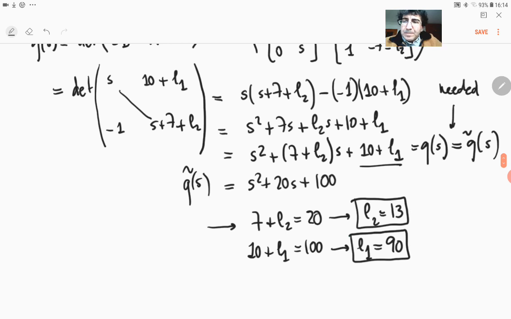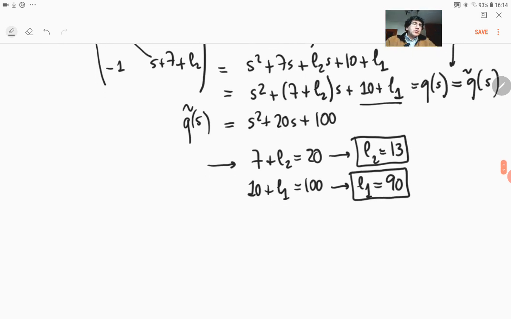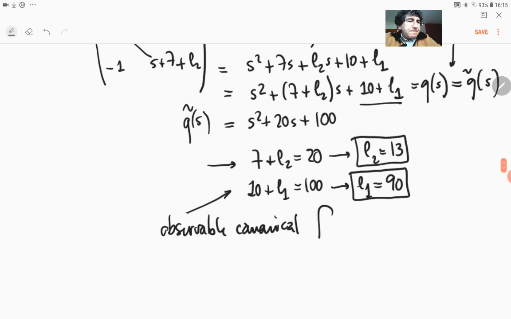Now, what we have here, again, because of the observable canonical form, the observable canonical form resulted in decoupled equations.